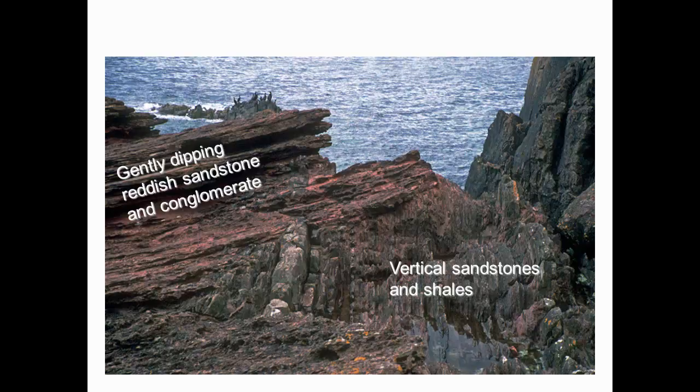Above the vertical sandstones and shales, we have gently dipping reddish sandstone and conglomerate. And what's separating those two sequences is this angular unconformity, which we can follow by looking at the change between the vertical sandstones below and the gently dipping rocks that occur above. And that marks the old erosional surface. If we look at this particular rock layer, notice that it's truncated right at that angular unconformity. It does not extend into the overlying gently dipping rocks.